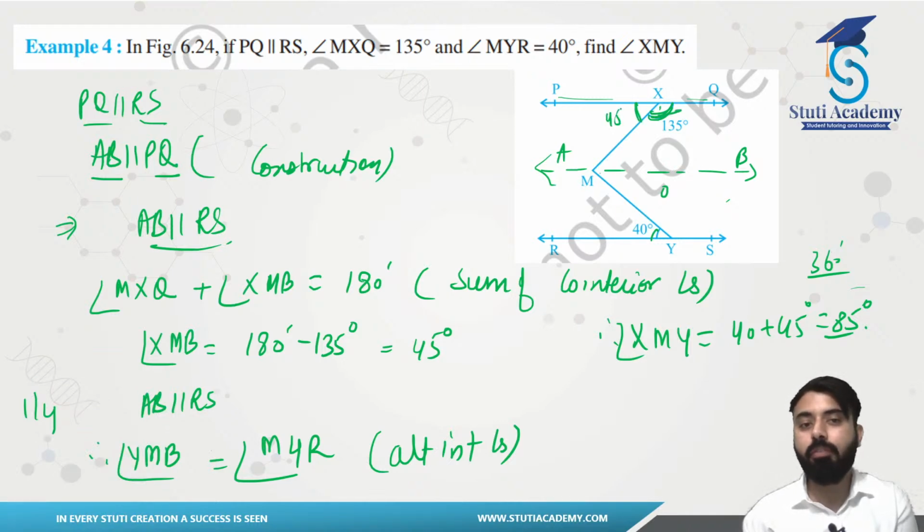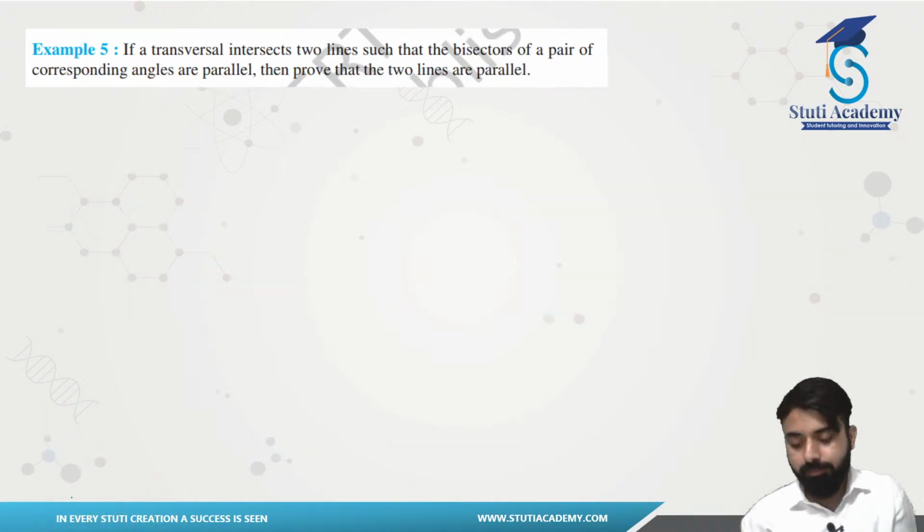It will be 45. If this is 45, alternate interior, this is 45. This is 40, alternate interior, this is 40. Together they are 85. So you can do it with this method or you can do it with that method. Choice is yours, but answer will be same. Now let's move forward and see.